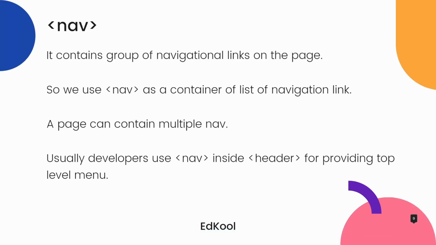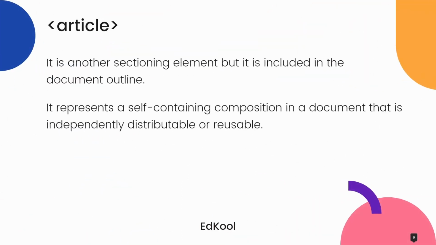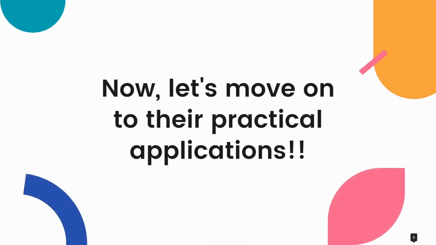Now let's move to our next tag, which is article. It is another sectioning element, but it is included in the document outline. It represents a self-contained composition in a document that is independently distributed or usable. Now let's move on to their practical application.